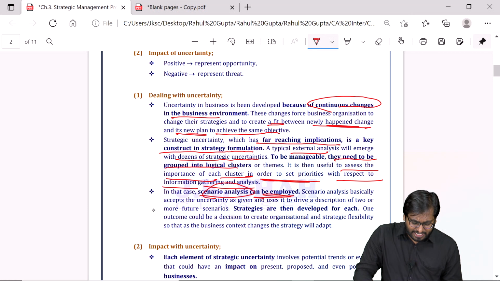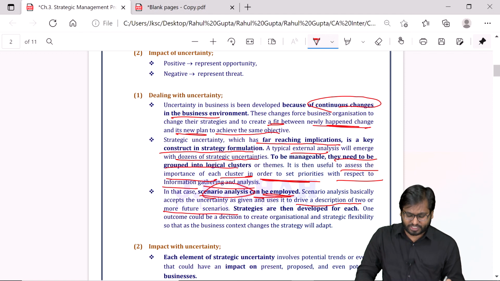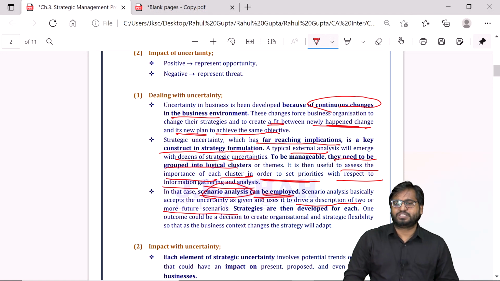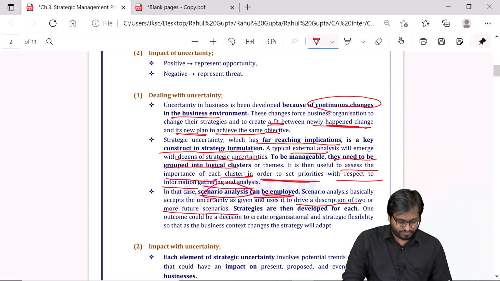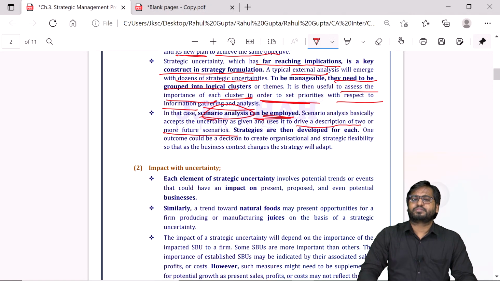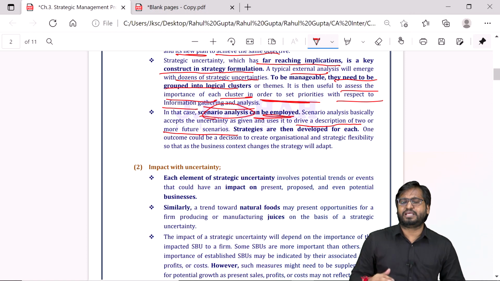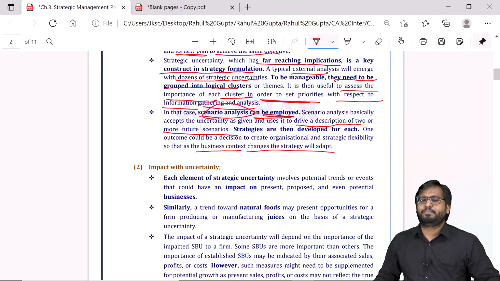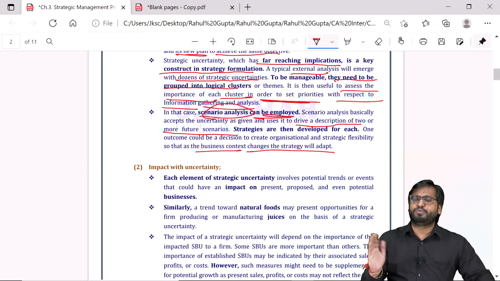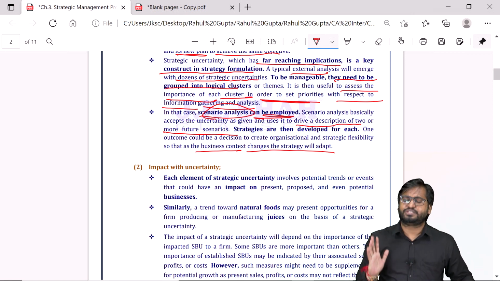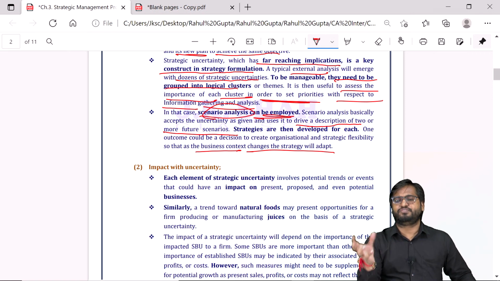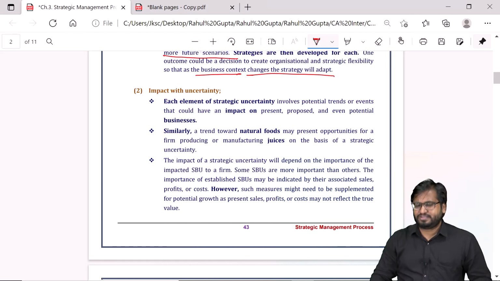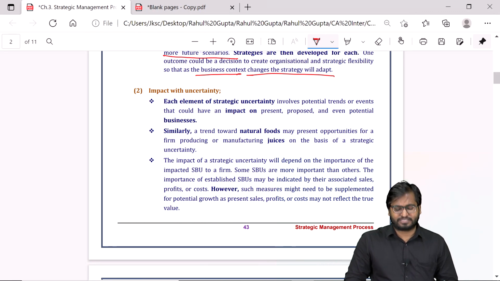Scenario analysis basically accepts the uncertainties as given and uses them to drive a description of two or more future scenarios. Strategies are developed for each. One outcome could be decisions to create organizational and strategic flexibility so that when the business context changes, the strategy will adapt. So we need to be flexible, we need to be on our toes. If one of the factors changes, we should be ready to change that strategy, we should be ready to change the plan.